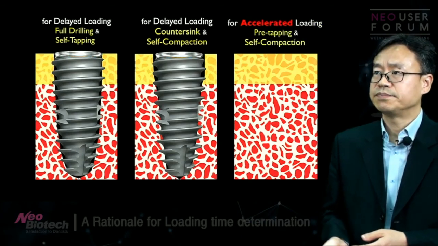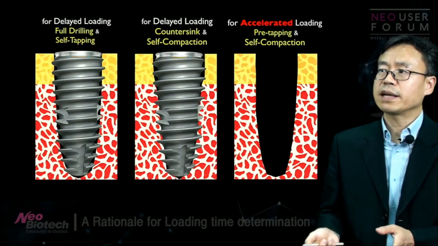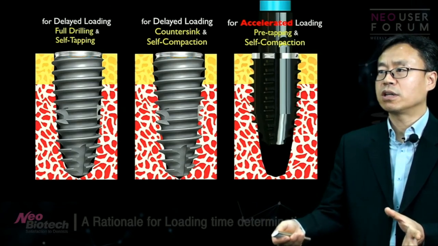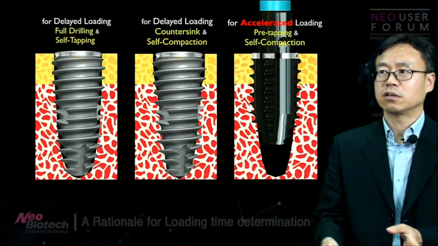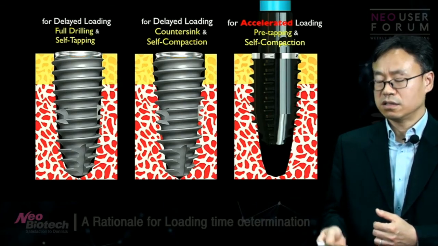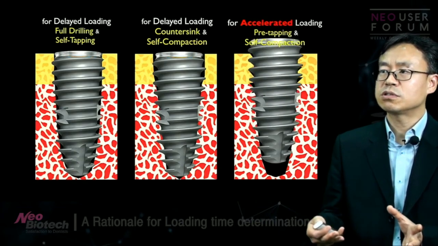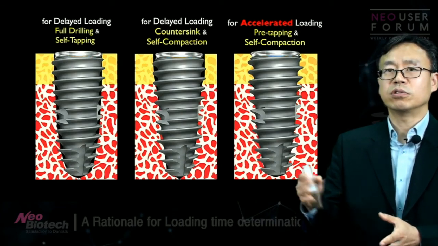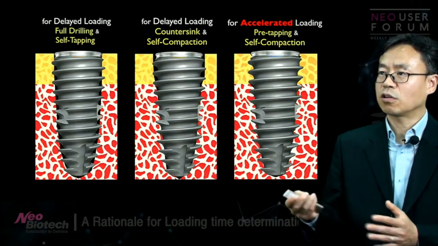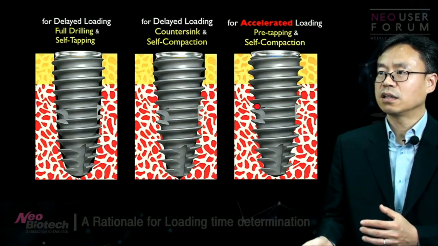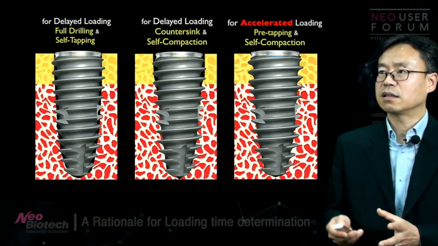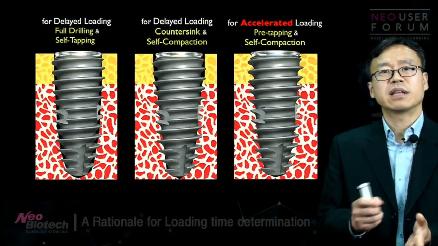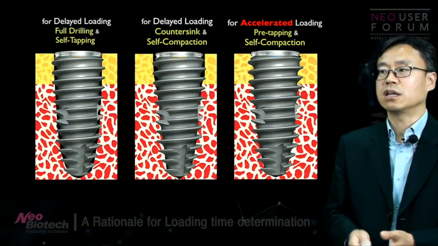But the last one, the self-compaction in the cancellous bone area is the same. But the way we treat cortical bone is slightly different from the countersink. We use pre-tap instead, so that we can have much closer adaptation of the fixture to the bone throughout, in the cortical bone and also in the cancellous bone area. And I believe this is what we should aim at when we are talking about accelerated loading, early or immediate loading.